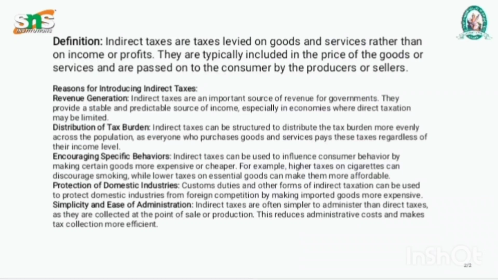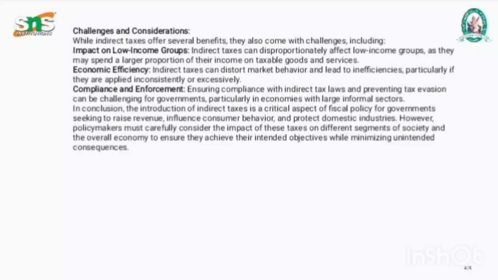Next one is simplicity and ease of administration. Indirect taxes are often simpler to administer than direct taxes. They are collected at the point of sale or production. They reduce administrative cost and are less expensive. Next one is challenges and considerations. While indirect taxes offer several benefits, they also come with challenges, including three categories: impact on low income groups, economic efficiency, compliance and enforcement.